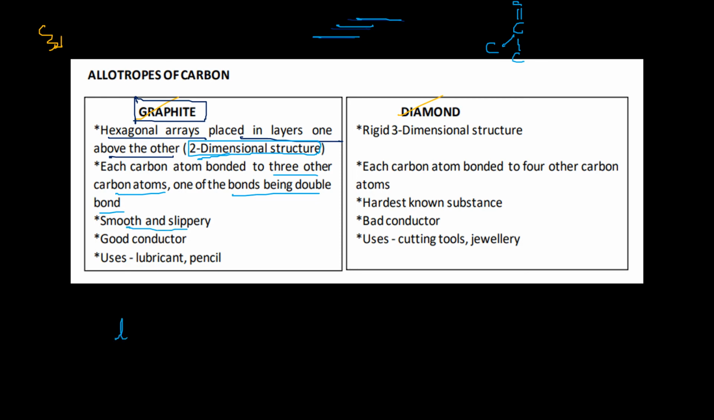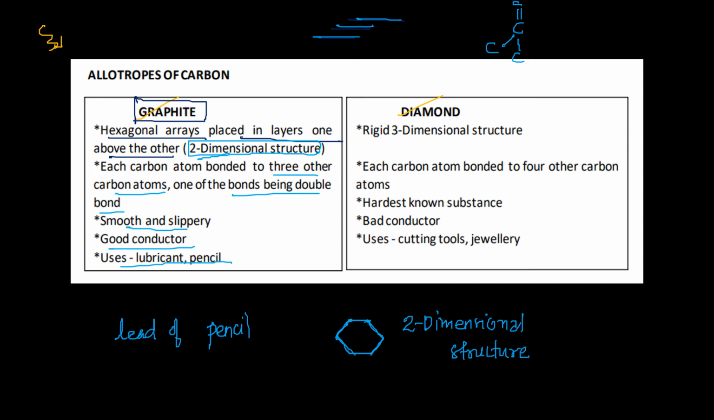It is smooth and slippery. You know the lead of a pencil, right? The lead of a pencil is made up of graphite. It is a good conductor. It is used as a lubricant. Graphite is a hexagonal array. What is a hexagon? This is a hexagon, 6 sides, 1 2 3 4 5 6. On the top of this, another layer. So this is a two-dimensional structure. Because of this particularity in their structure, they can conduct electricity, they are smooth and slippery, and they are used as lubricants.